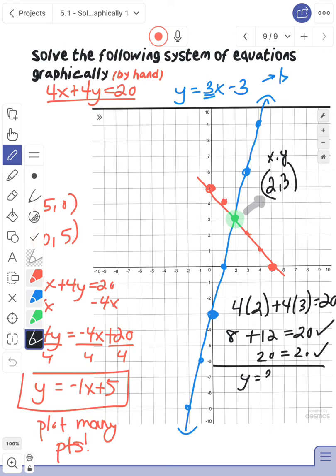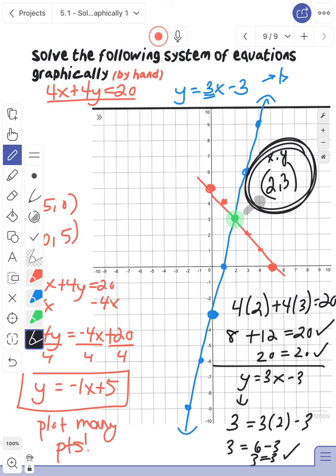So if the second equation was y equals 3x minus 3, I can replace y with the y value I think it is, which is 3. And then the x value is 2, so what I would see is 3 is equal to 6 minus 3. So this is a solution to both equations in the system, which means it is a solution to the system of equations.